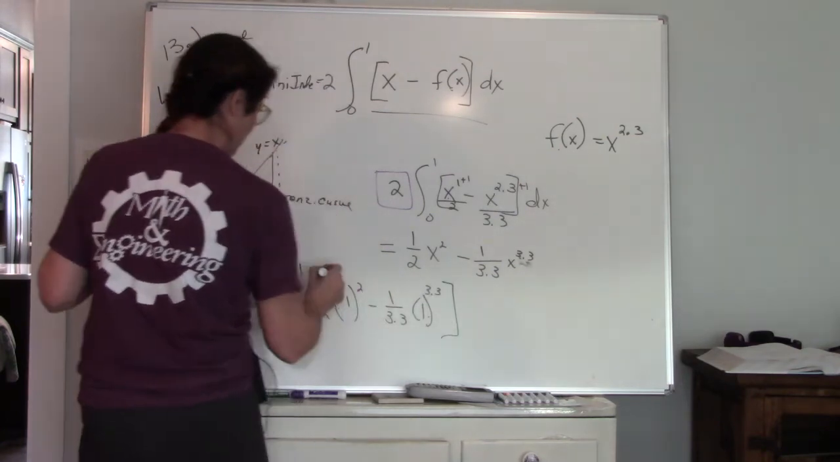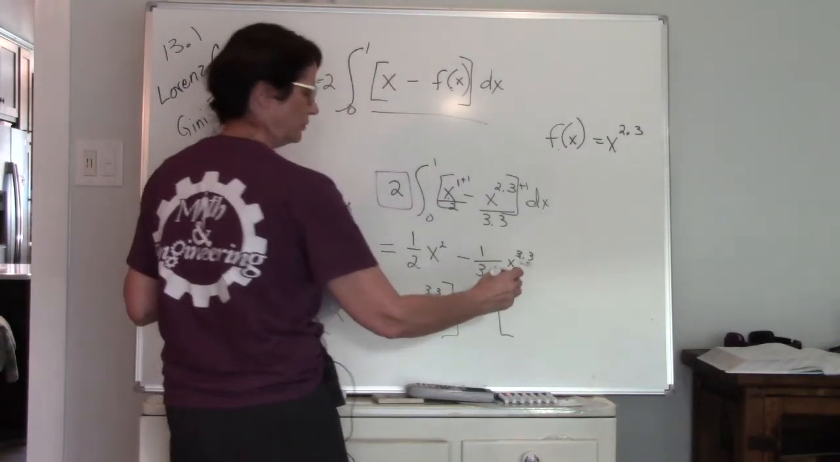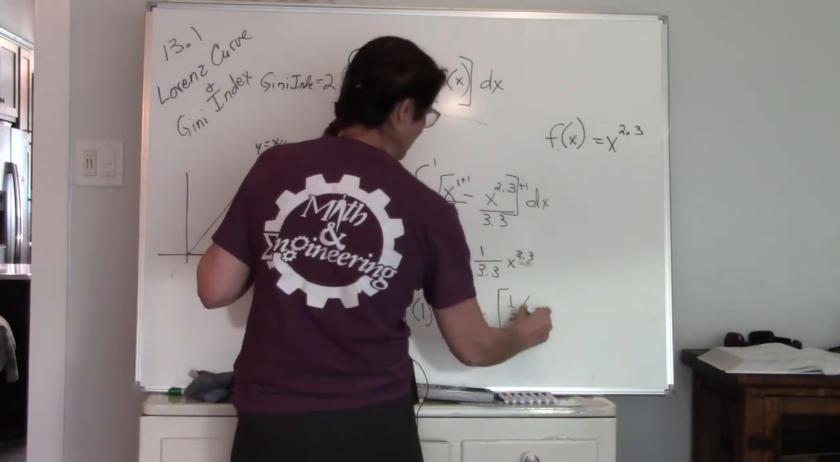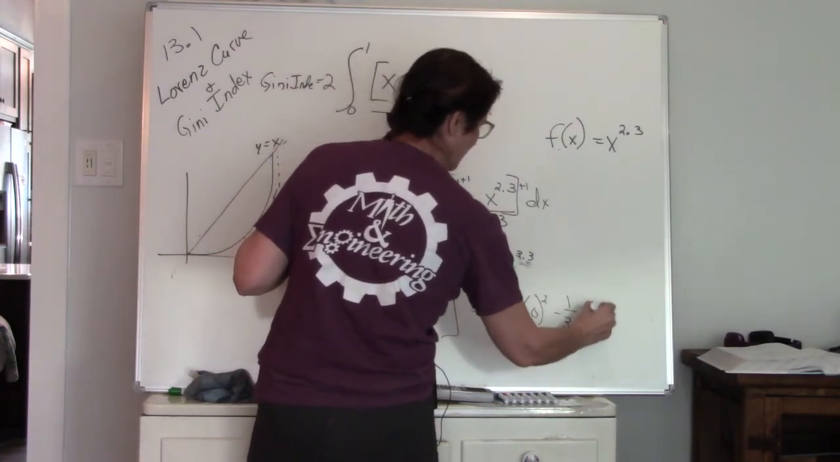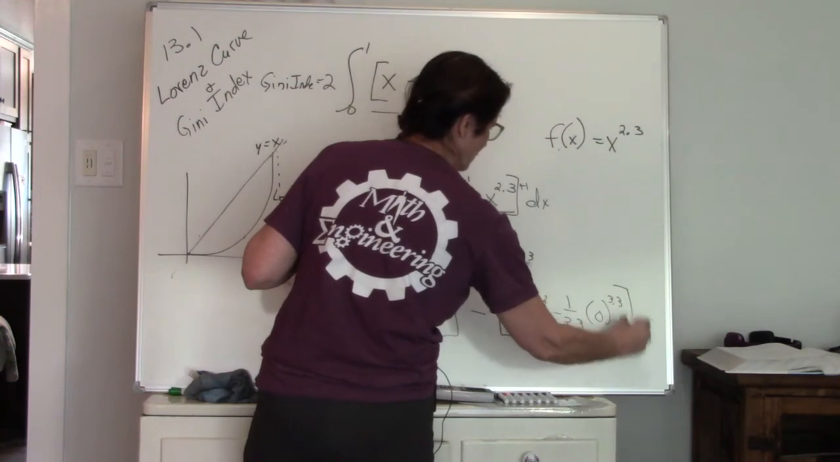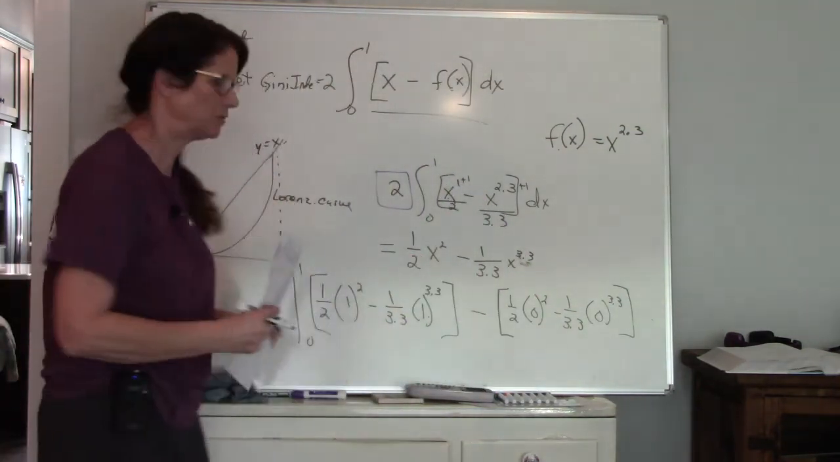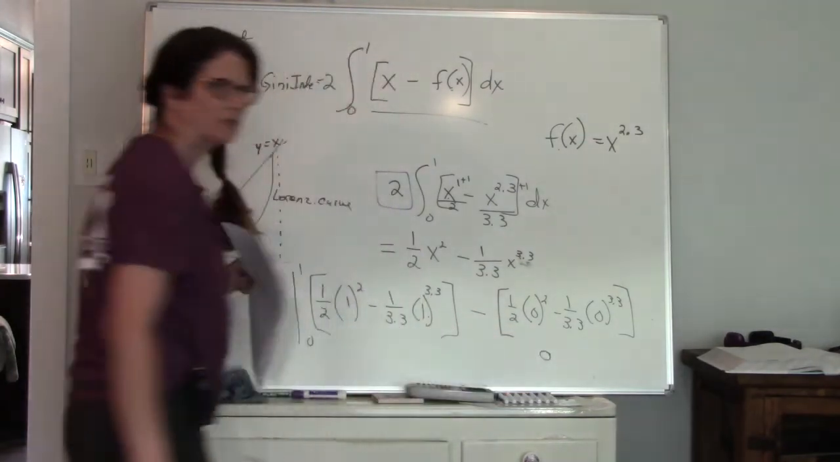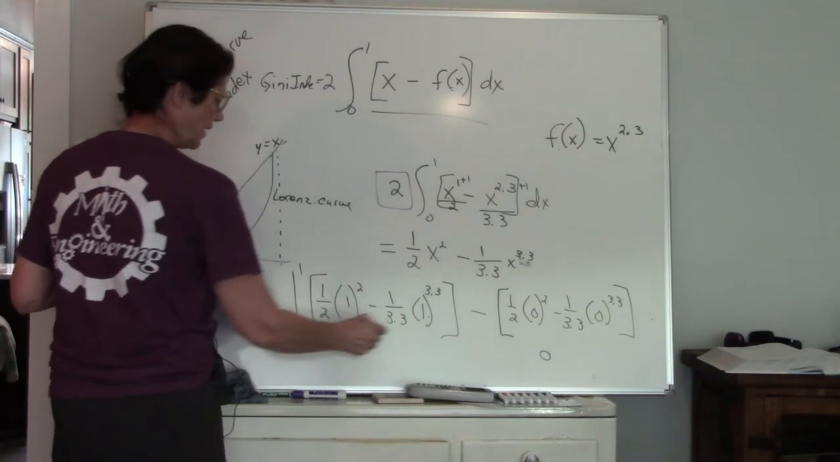So there is my first one, minus 1/2 times 0 squared minus 1 over 3.3 times 0 to the 3.3. Now, the good news is when you multiply by 0, everything goes to 0. So you don't even have to calculate that. All you have to do is calculate here.